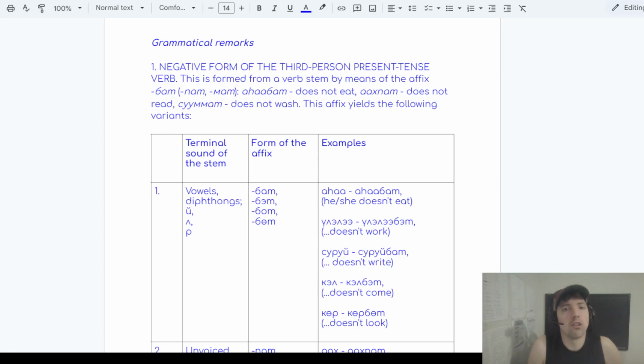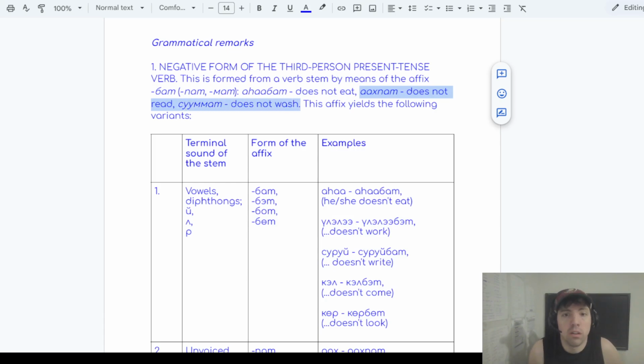All right. The grammar section: we're basically learning how to say he, she, or it doesn't, present tense. Doesn't eat, doesn't work, doesn't talk. He, she, and it will have the same conjugation form, the same way to negate it. So, the negative form of the third person present tense verb is formed from a verb stem by means of the affix bat, pat, or bat. Ahabat doesn't eat. Ahpat doesn't read.